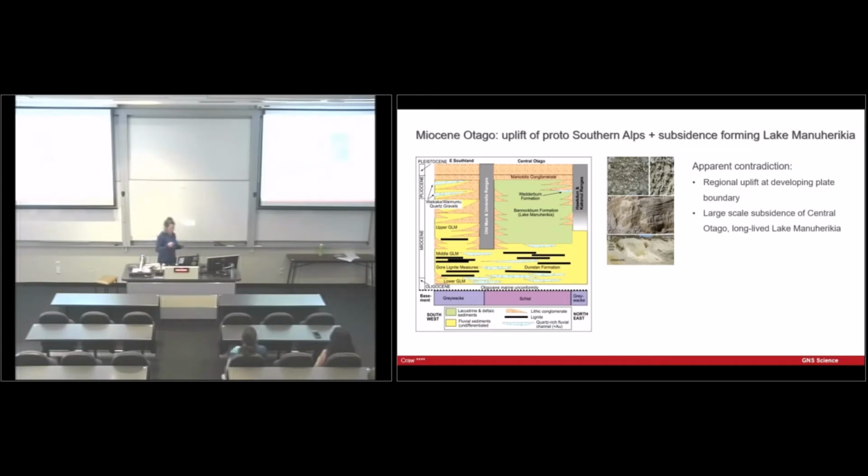So in the geology, we saw this apparent contradiction where we have regional uplift at this developing plate boundary, but we also have this long-lived regional subsidence. We're able to explain that by looking at the mechanics of the rocks that are being deformed and show how that's totally consistent, given the geology that we see. That's actually consistent with the tectonic boundary conditions that we knew were existing at the time.